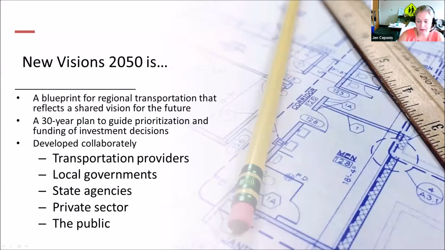Nuvisions 2050 is one of CDTC's major products. It's our long-range regional transportation plan. It's a blueprint for regional transportation that reflects a shared vision for our future. It was developed collaboratively with the public and with stakeholders in the region, and it was adopted last September.